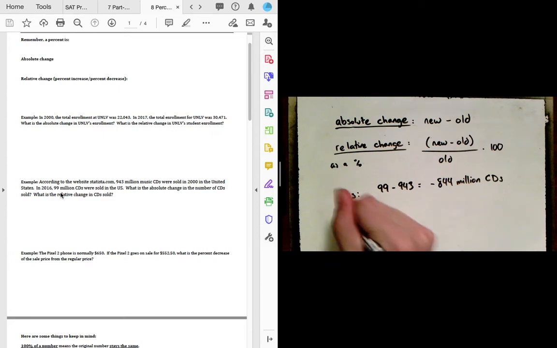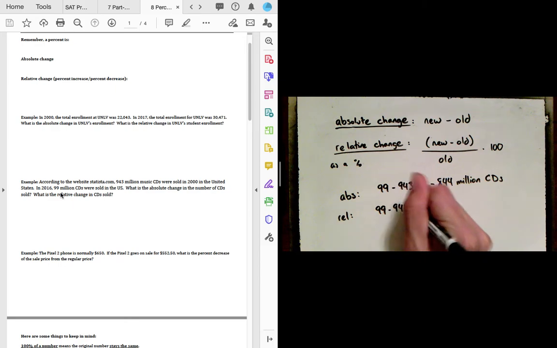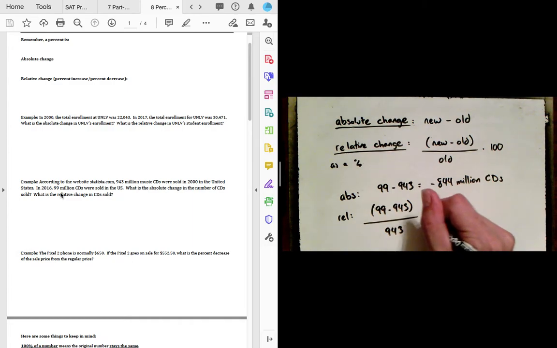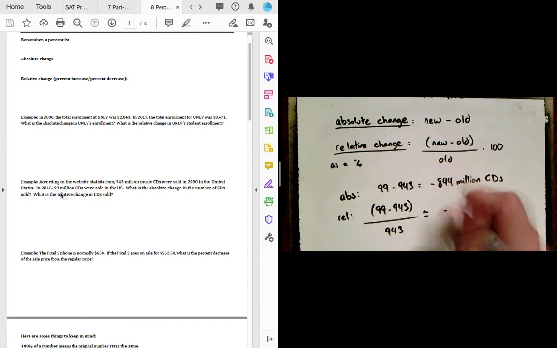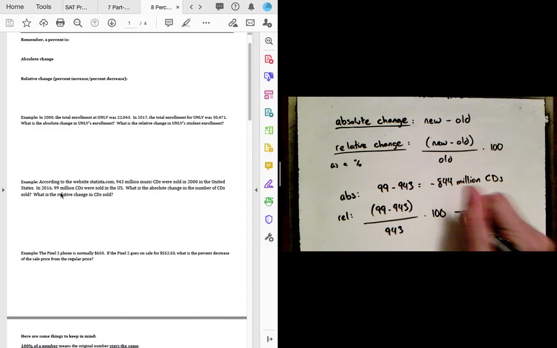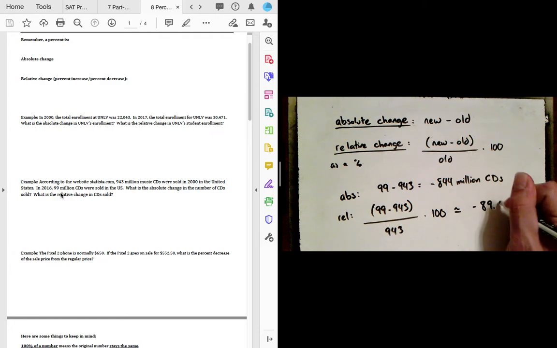And the relative change is going to be 99 minus 943 all over the old value 943. So we get, I'm going to round to one decimal place again. I get negative, don't forget to multiply by 100 so that we can turn this into a percentage. And we get negative 89.5%.